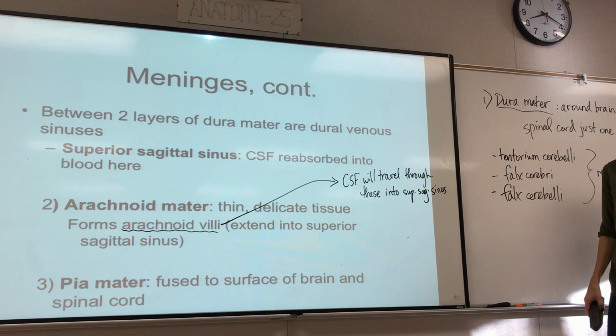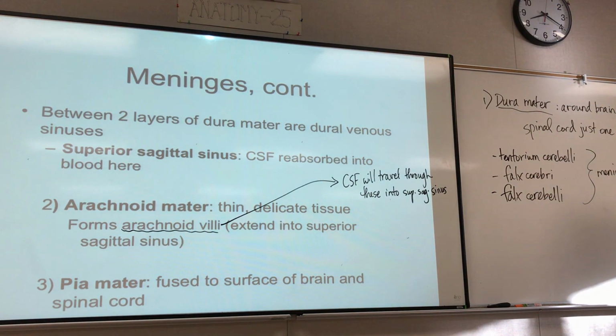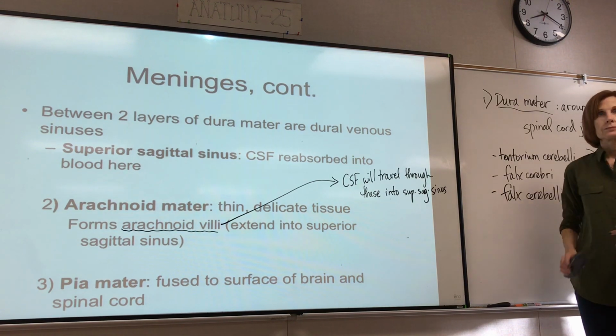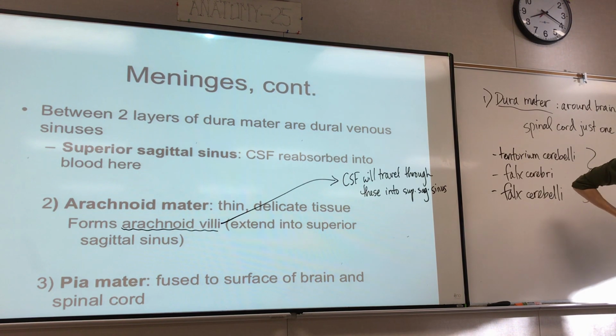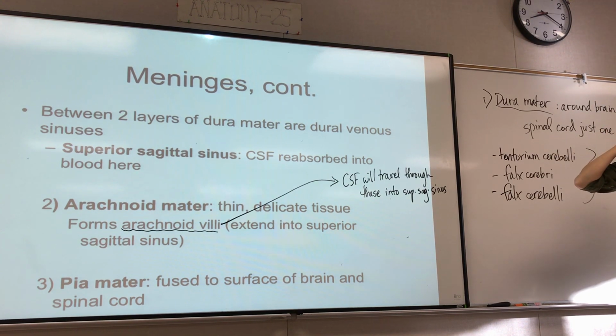Let's take a look at the spaces between them. And then we will follow the pathway of cerebrospinal fluid, see how it goes from the ventricles into the subarachnoid space. So we're gonna talk about the spaces between the meninges.